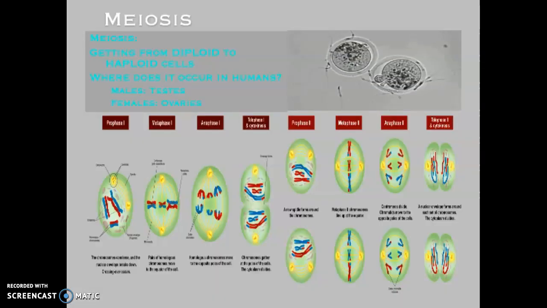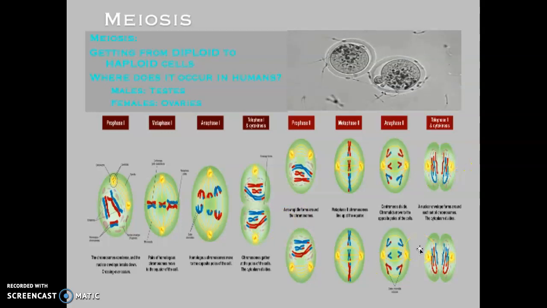Here's the big picture for meiosis. If you look at the first 4 cells here, 1, 2, 3, 4, you can see that essentially it looks very similar to mitosis. You have prophase, metaphase, anaphase, telophase. But because we're cutting the chromosome number in half, this cell is going to get split into 2 cells. Then these cells are going to divide again.